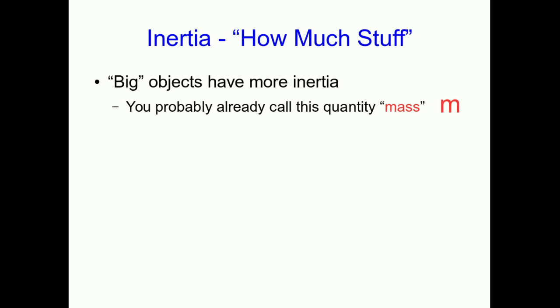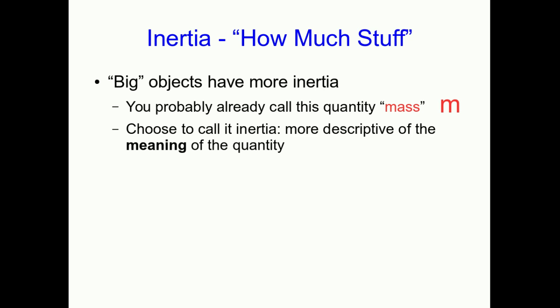Well, why am I calling it inertia when you probably already know it as mass? The reason is that the word inertia is more descriptive of the meaning of this quantity. This is something that quantifies how much an object resists having its velocity changed. And so the word inertia is meaningful.